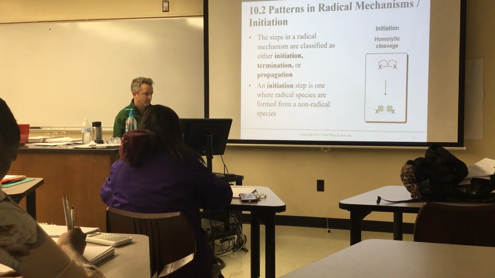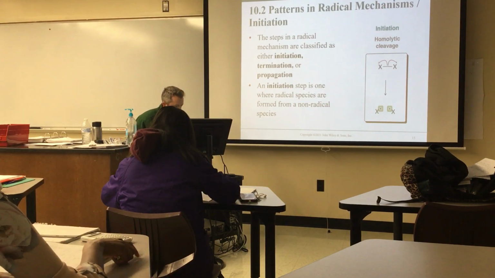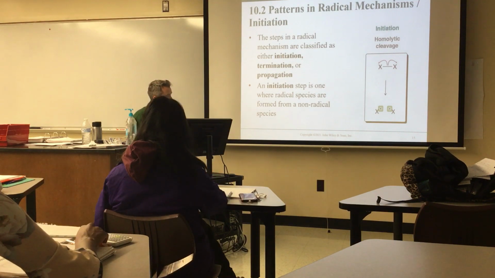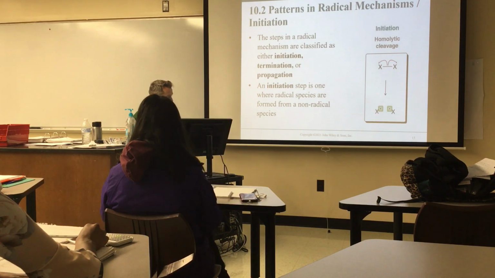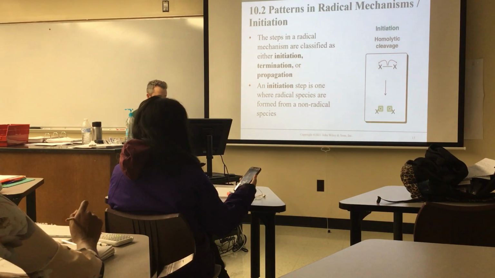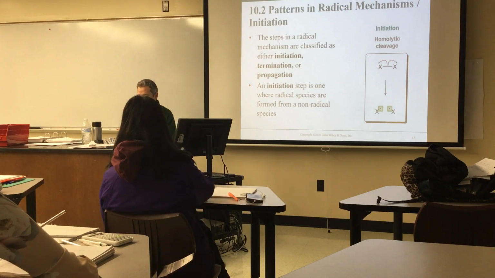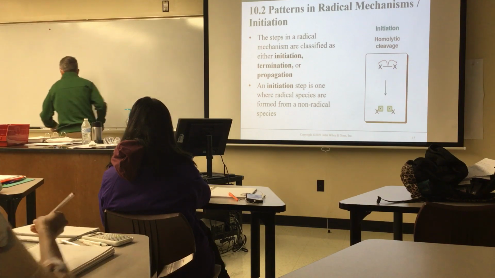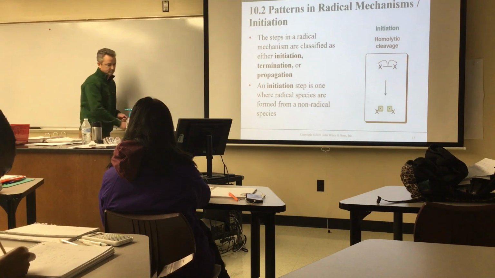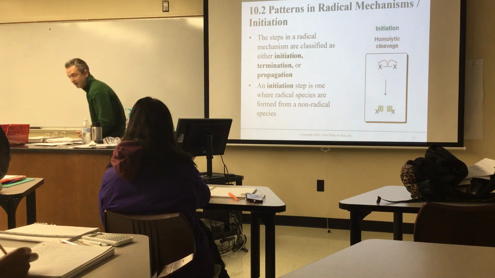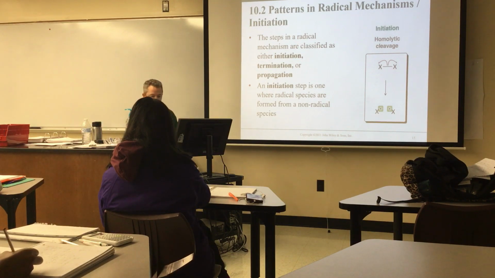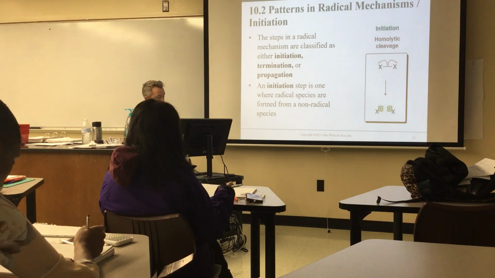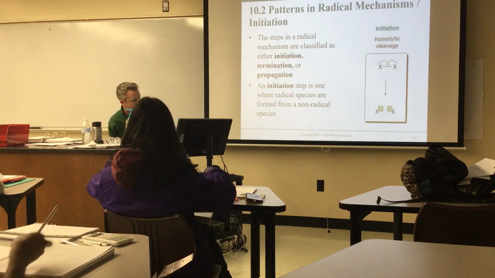Very last class period, we were introducing chapter 10, which was over radicals. And we started talking about the different steps that were associated with radical chemistry. That first step was initiation, and we were looking at the chlorination of methane to form dichloromethane. Your first step was the homolytic cleavage of chlorine gas to form two chlorine radicals. This is the initiation step.